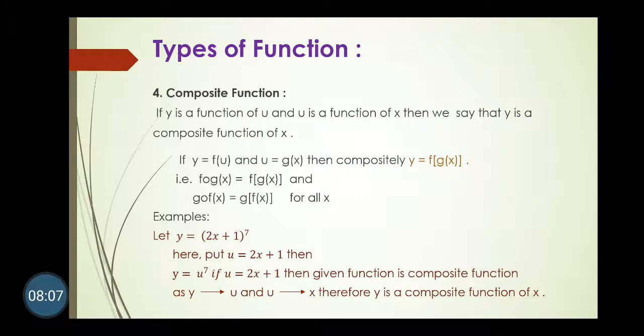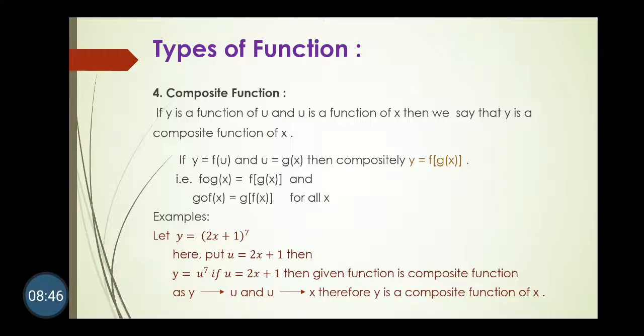Next type is composite function. If y is a function of u and u is a function of x, then we say that y is a composite function of x. Mathematically, if y is equal to f of u and u is equal to g of x, then compositely y is equal to f of g of x. We solve the first bracket and then outside of the bracket. We can also rewrite this as f o g of x is equal to f of g of x, and similarly g o f of x is equal to g of f of x for all values of x.